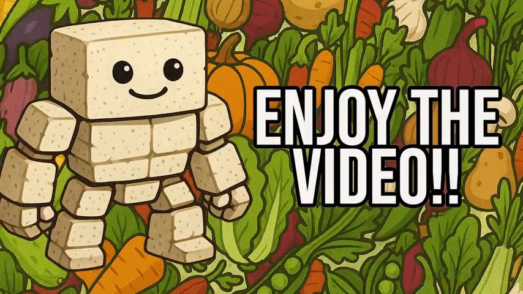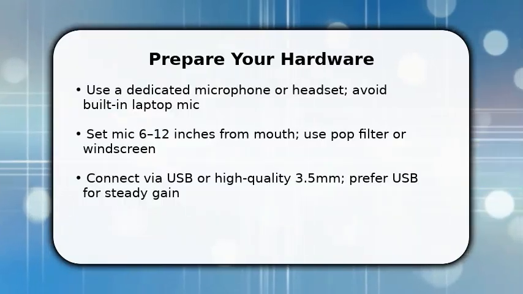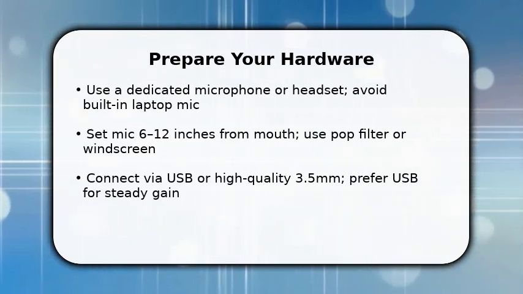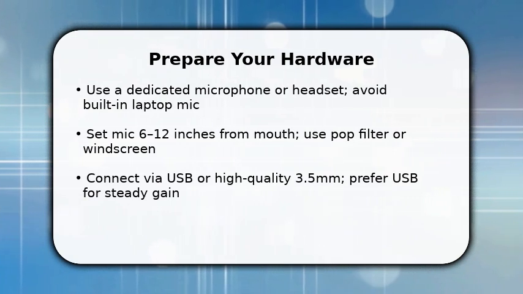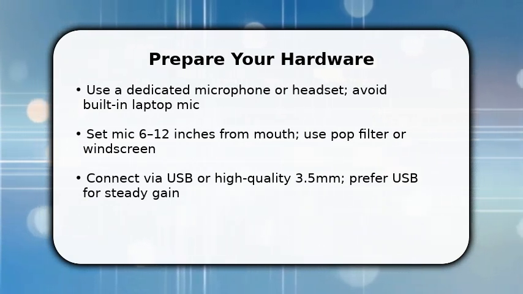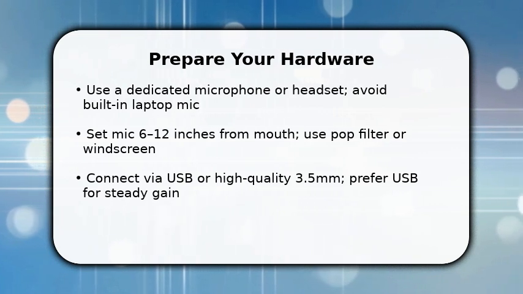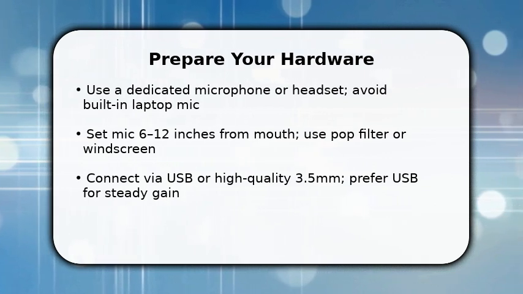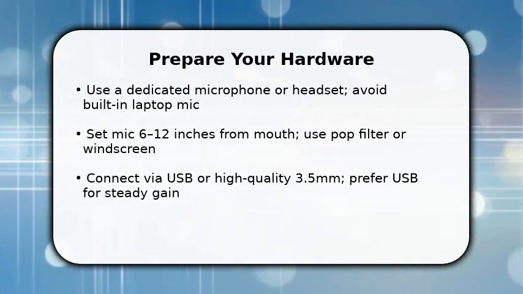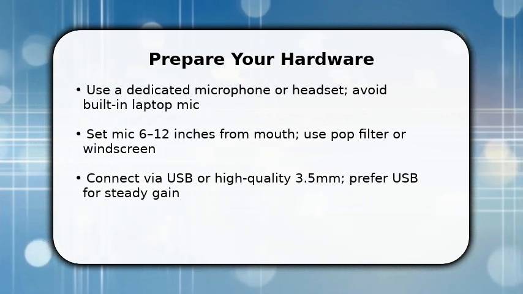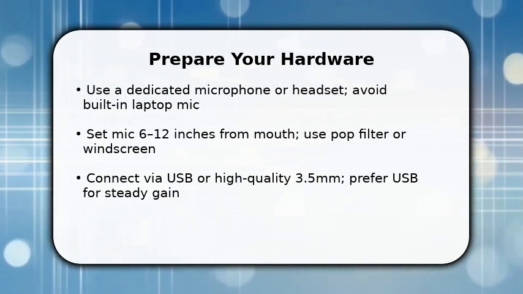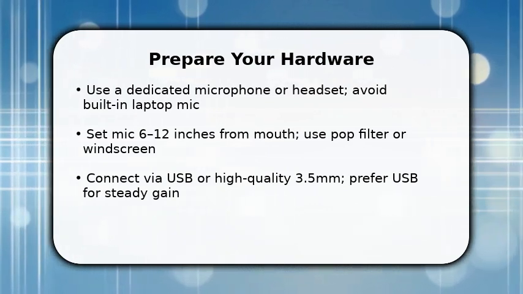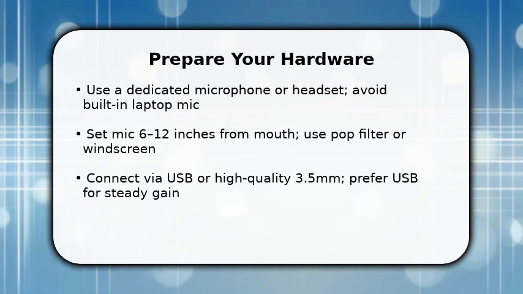Please enjoy the video. You'll start by locking down sound sources. Choose a dedicated USB mic or a headset with a clear cardioid pattern and place it 6 to 12 inches from your mouth. Once done, add a pop filter or foam windscreen to reduce plosives and breath. Make sure your connection is direct, USB if possible, or a reliable 3.5 cable into a clean preamp. Also, mute noisy software and close background apps so your CPU doesn't introduce audio glitches while you continue.